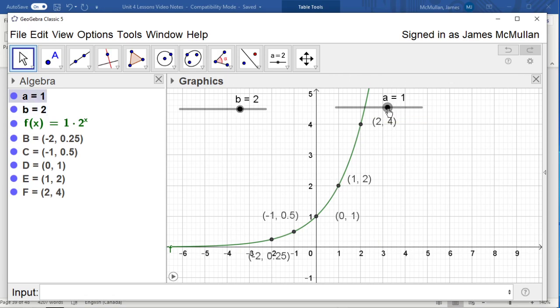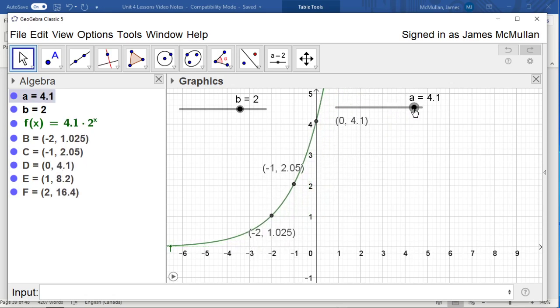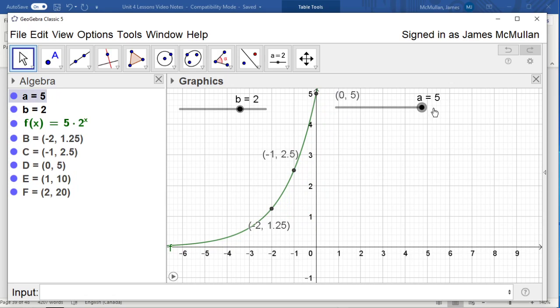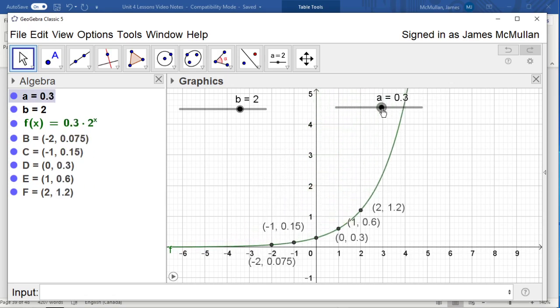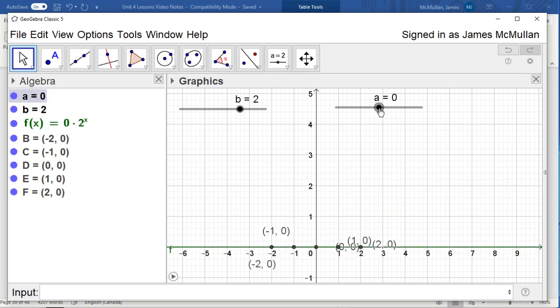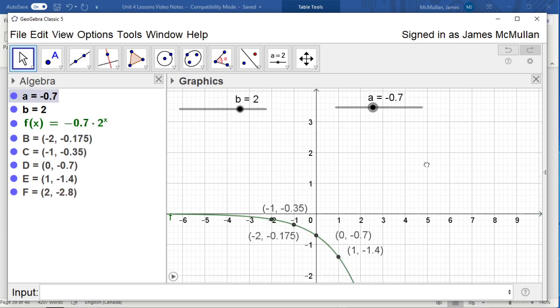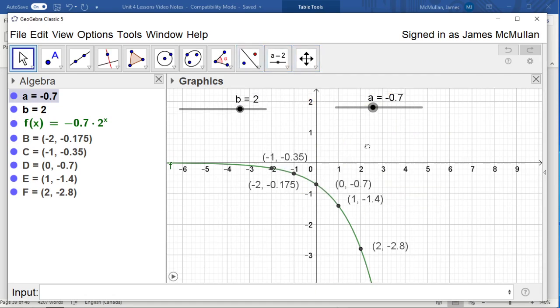If I make a number bigger than 1, it stretches everything upward. If I make a number less than 1, it compresses everything downward. If I make a 0, obviously it becomes a flat line. And if I make a negative, the function reflects from being only in the positive region to being only in the negative region.